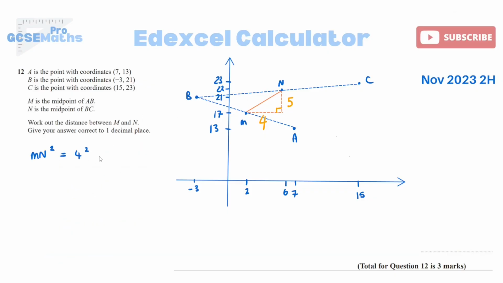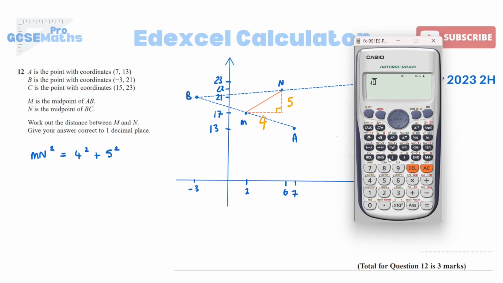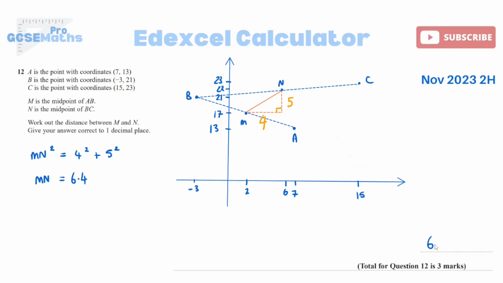So we've got 4 squared plus 5 squared, because those are the vertical and horizontal sides. At the end, we will square root. The square root of 4 squared plus 5 squared gives us root 41, which is the final answer. They've said give it correct to 1 decimal place, so now I can round it. That would be 6.4.